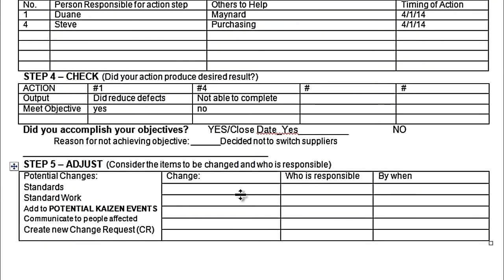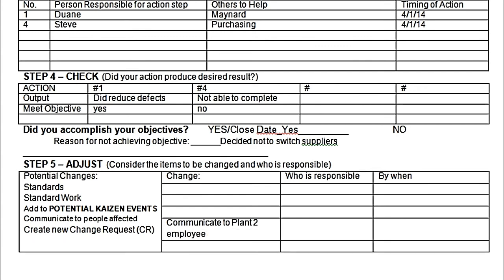suppliers. And the 11th important step, fill in the adjust section. You want to make sure that if anything came out of this work that affects standards or change requests or potential Kaizen events or communication to people affected, who needs to communicate the new changes, make sure that everyone knows what's going on. So we had a process change, and we want to say communicate to plant employees, and Maynard is responsible for that one by 4/7, and that's it.